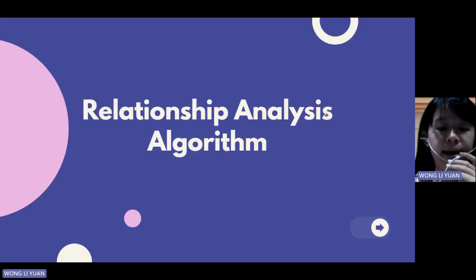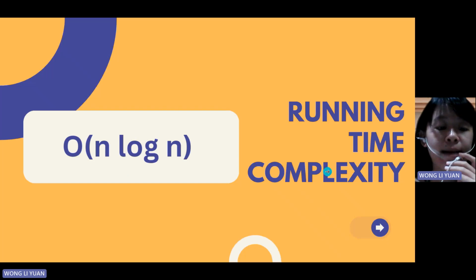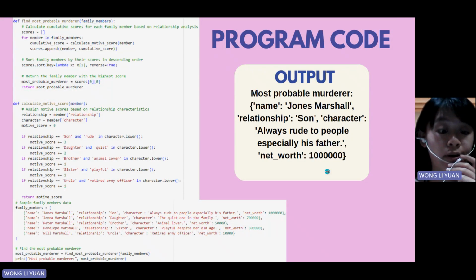Now is the relationship analysis algorithm. We have one function that finds the most probable murderer, to sort the score in ascending order. Another function is to calculate the motive score based on relationship and character. The closer relationships will be assigned a higher motive score, and the worst character has the highest motive score. Then declare the family members and finally print the result. Time complexity is O(n log n). Here is the program code.